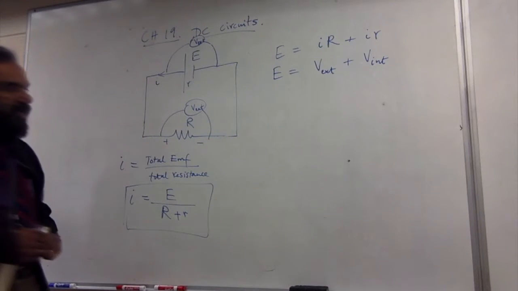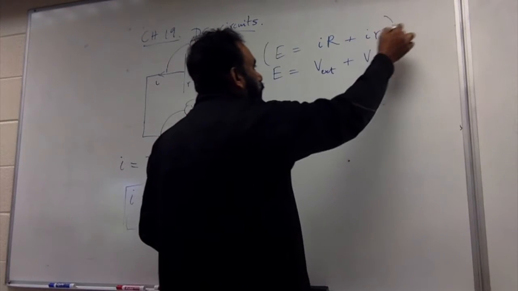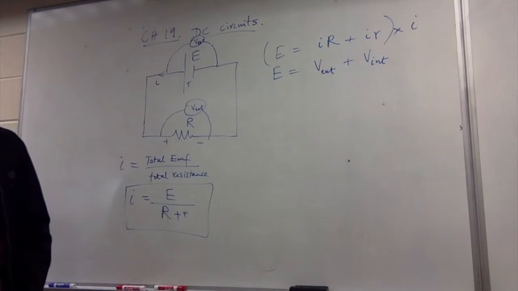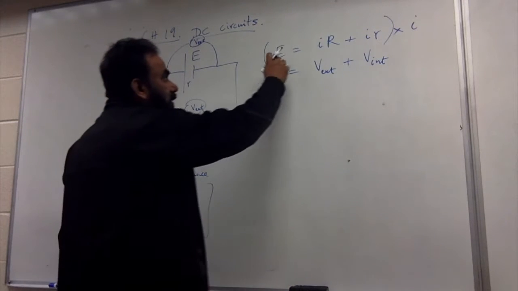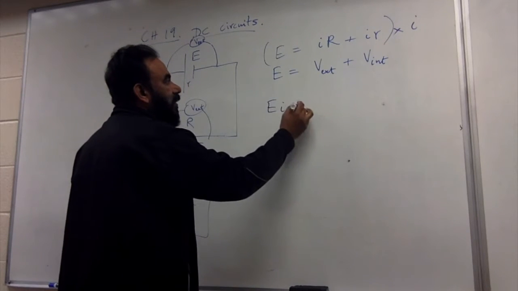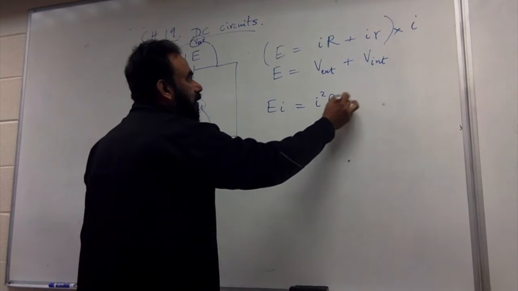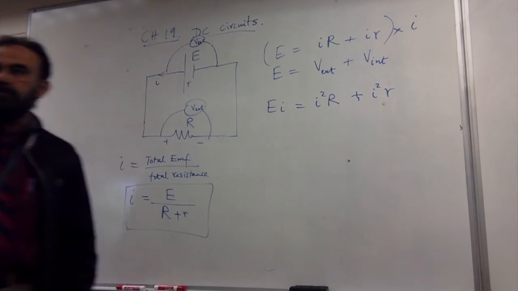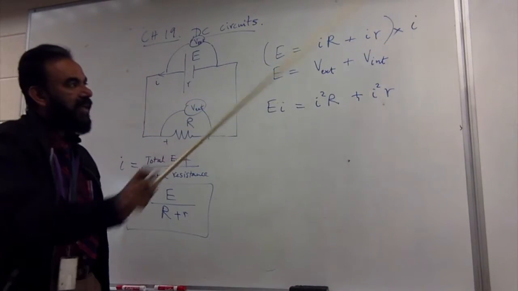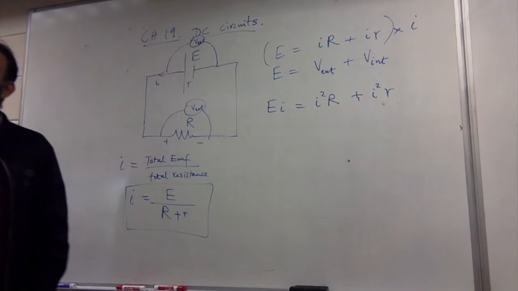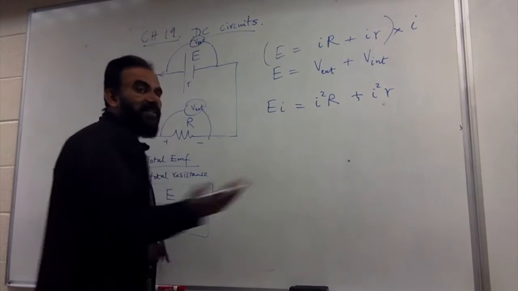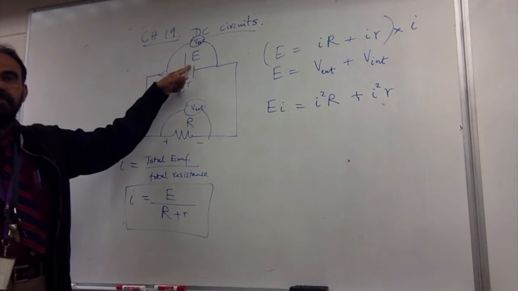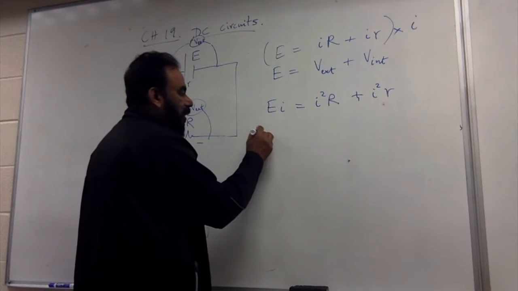Watch that equation again. If I multiply this equation throughout by I, if I multiply the whole equation with I, then what happens? That equation becomes EI is equal to I squared R plus I squared r. So multiplying this whole equation with I, you end up getting this equation. Now, what is the product of E and I supposed to mean? Power. And power generated by the cell. So this is power generated.